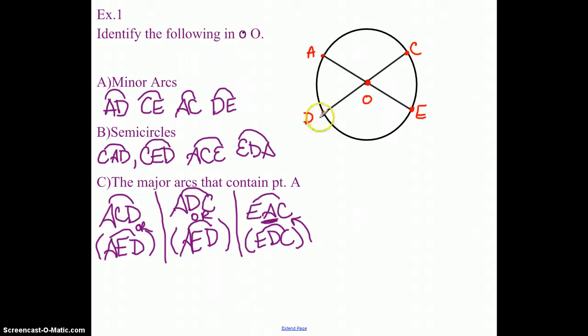Let's try one more with a starting point at D. So if I started at D, D, A, C would give me a semicircle, so I'd have to go to E to get past that. So that means I could do D, A, E.